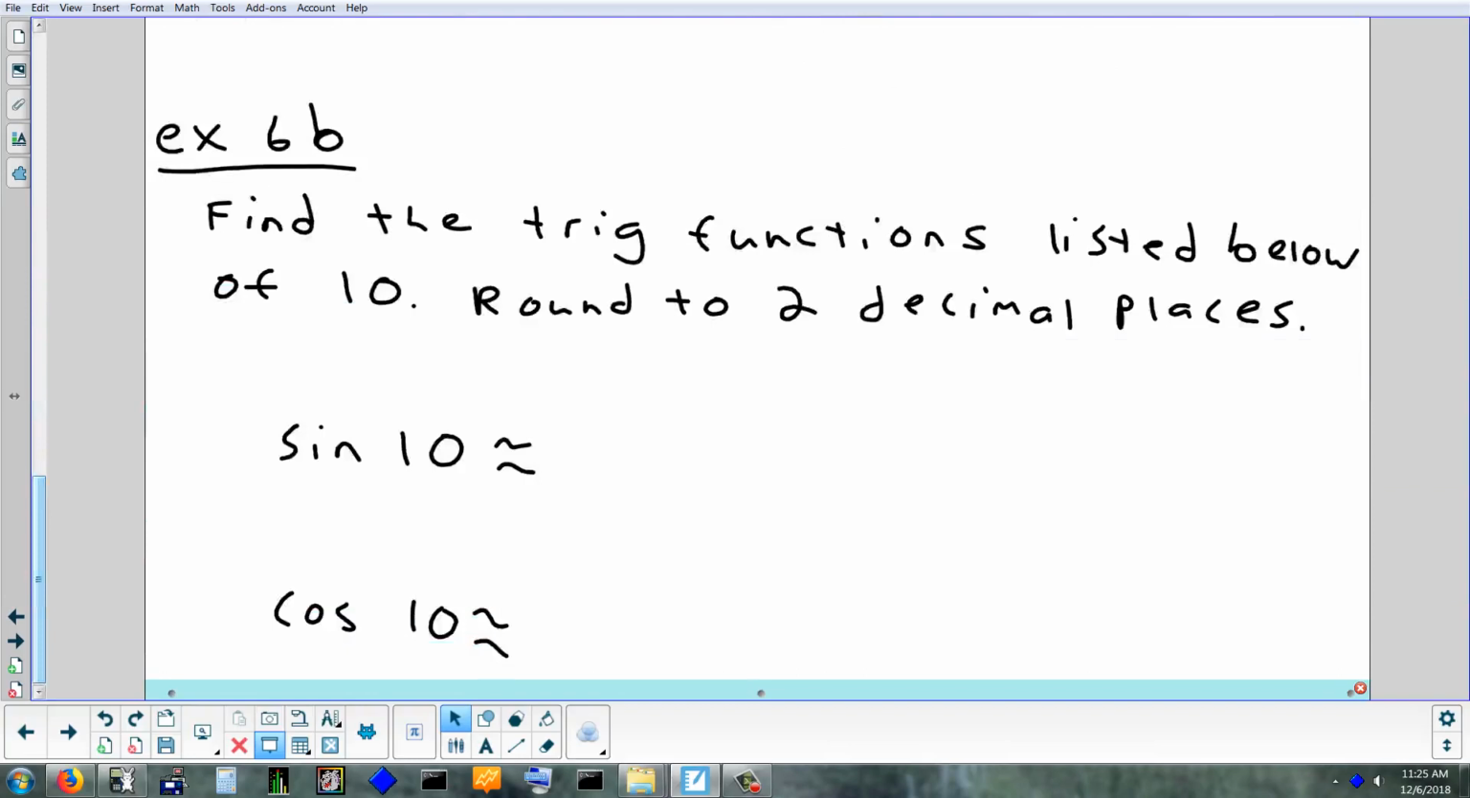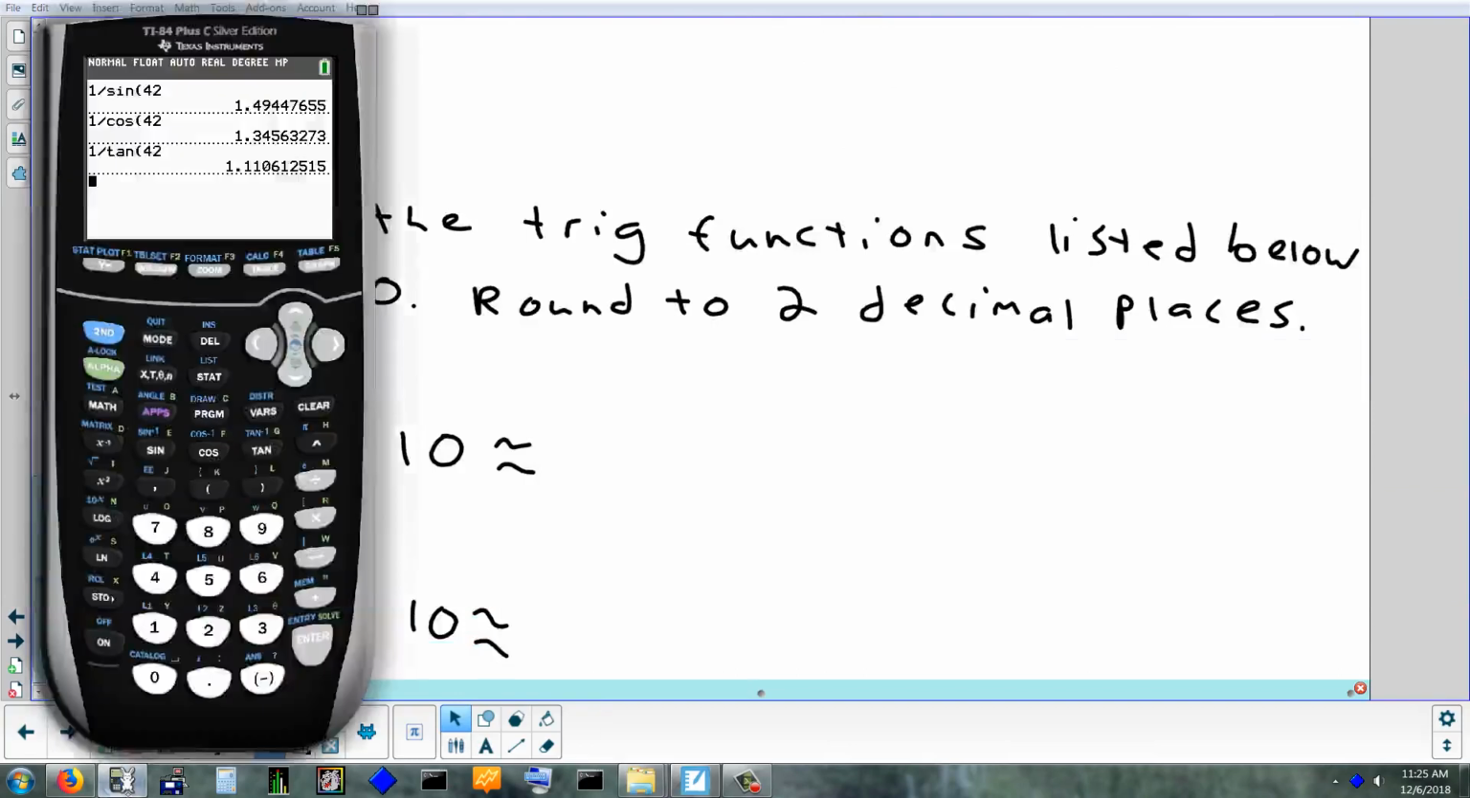This one's only asking for sine and cosine. You could do the others just the same as we did up above. But what do I need to be careful about? There's no degree symbol on the number, on the argument. So what does that mean? It's radians. It means it's automatically radians. They don't have to write radians. You have to know if it's not written, that's what you always assume.